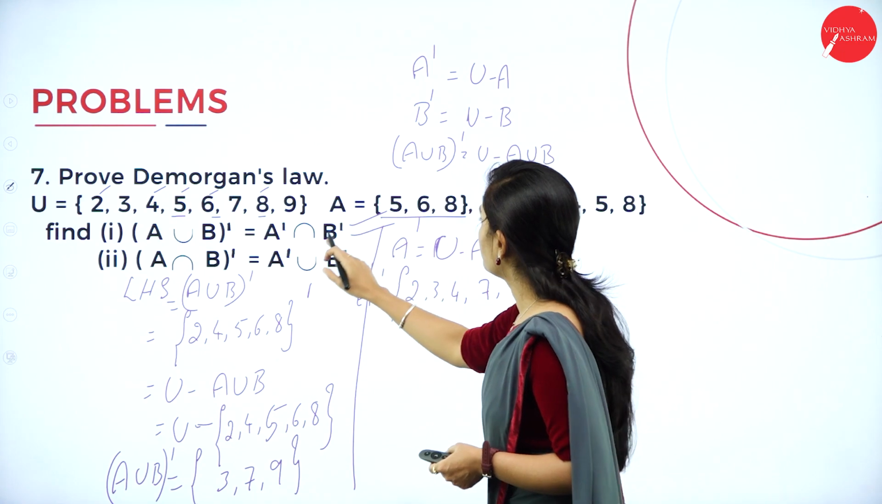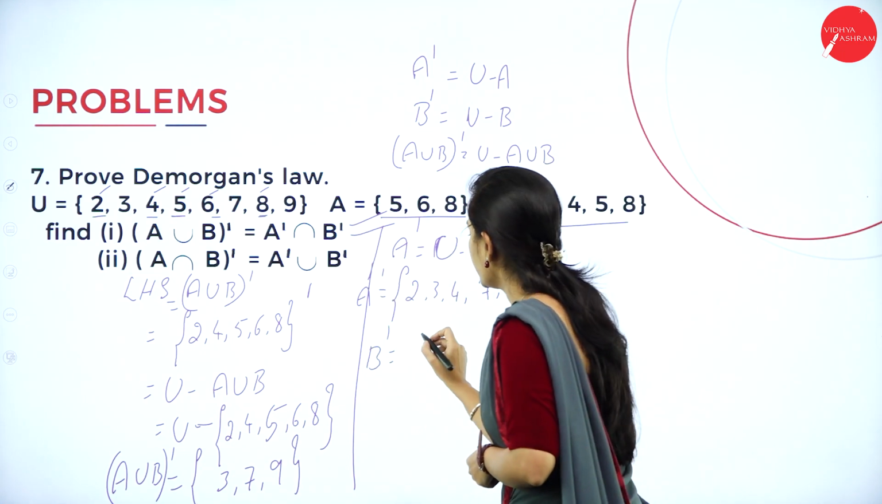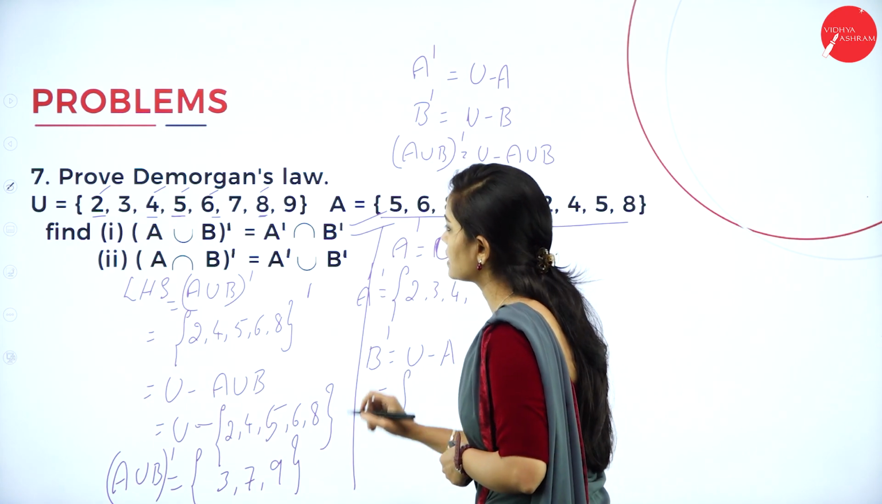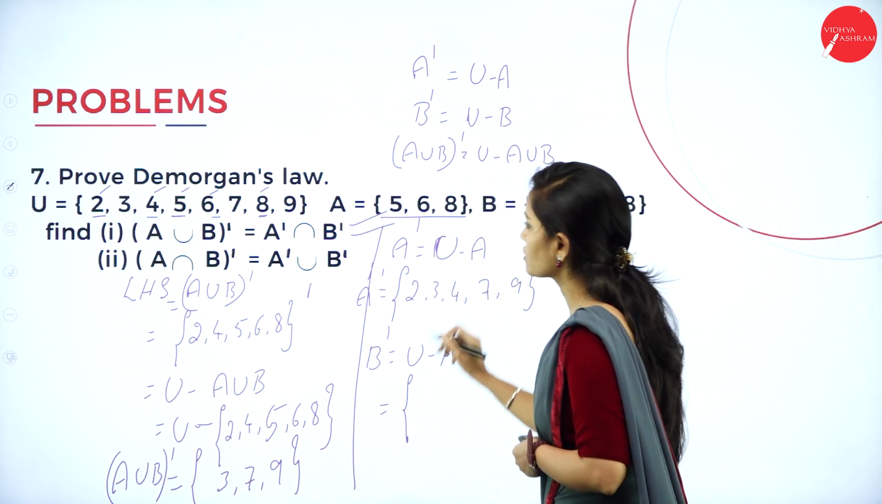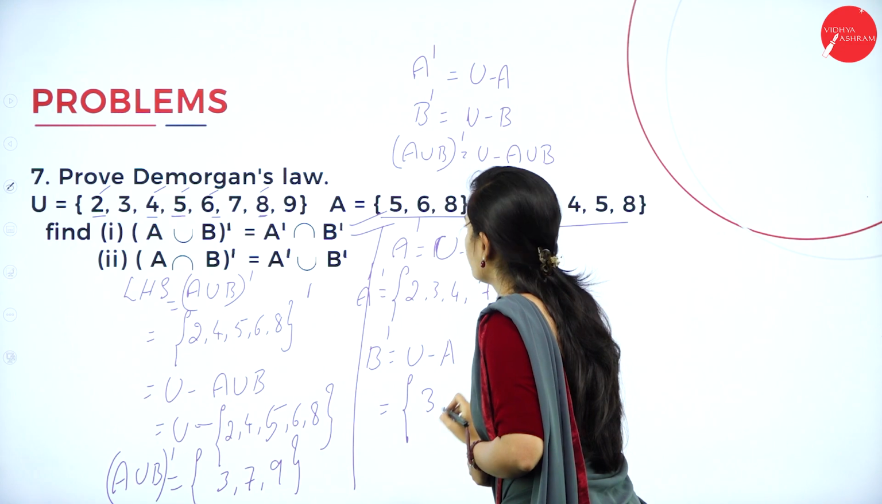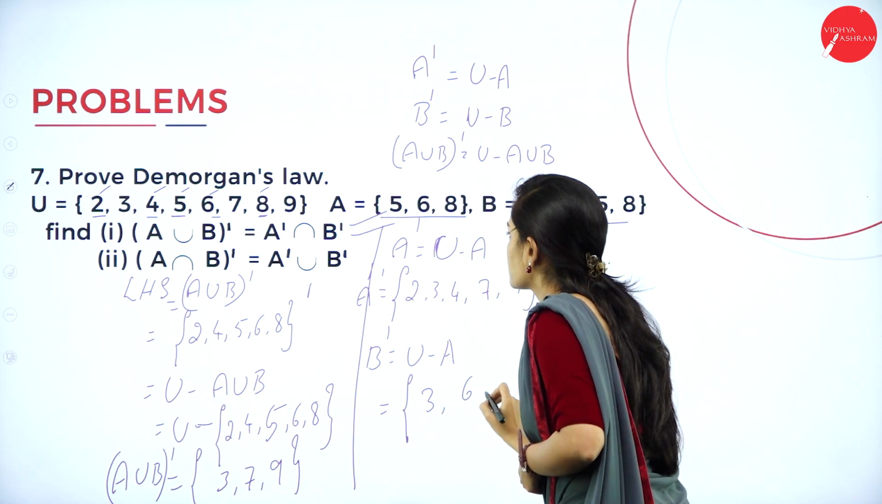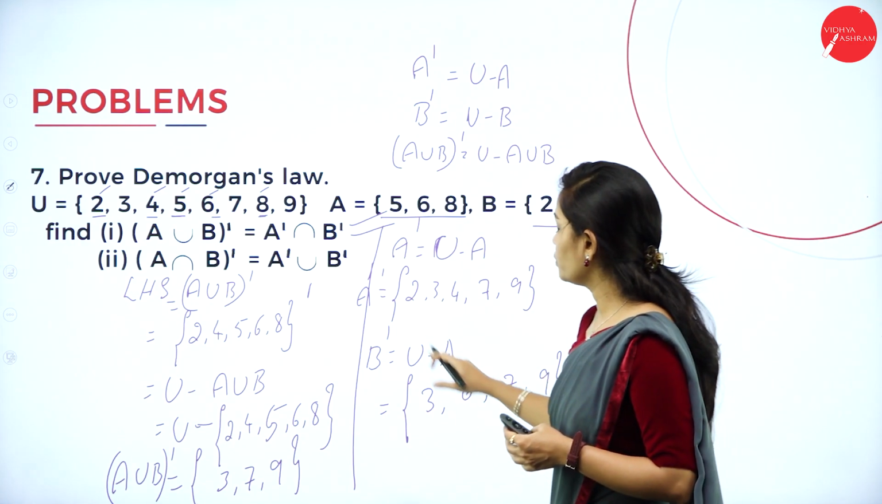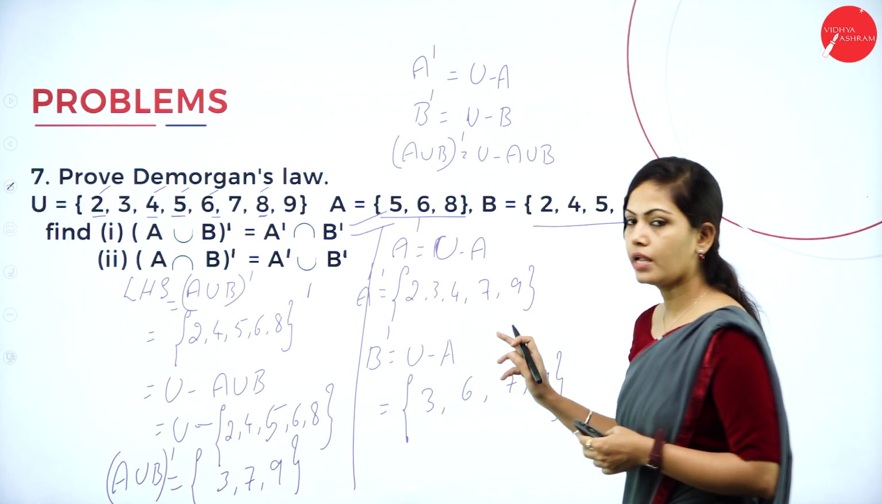Then find out B dash. The remaining elements of the universal set, where 2, 4, 5, 8 is common, are 3, 6, 7, 9.